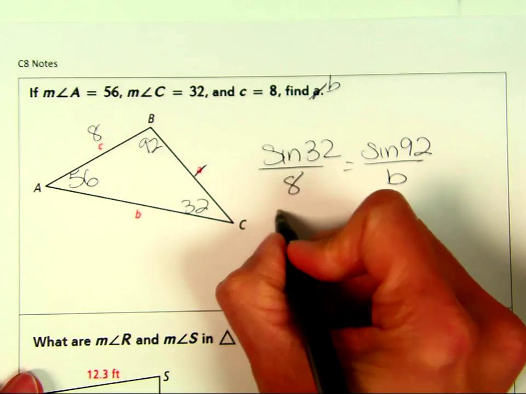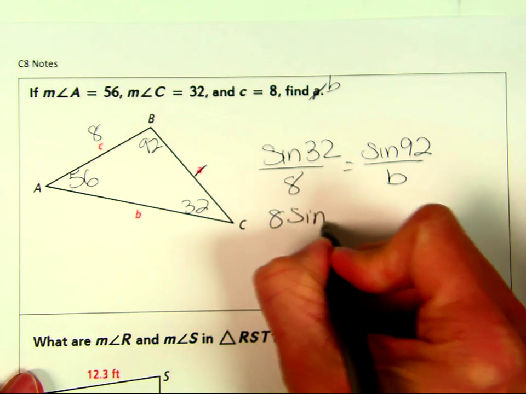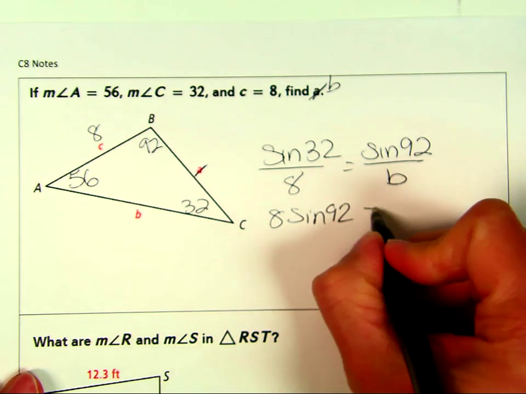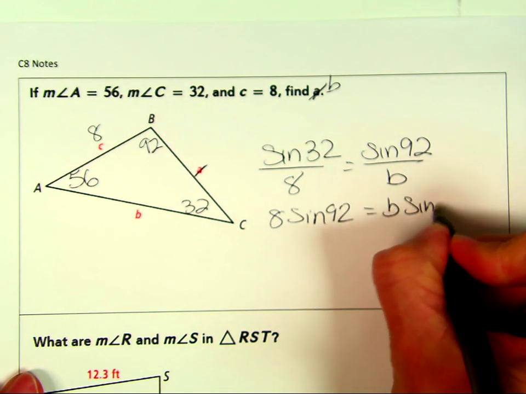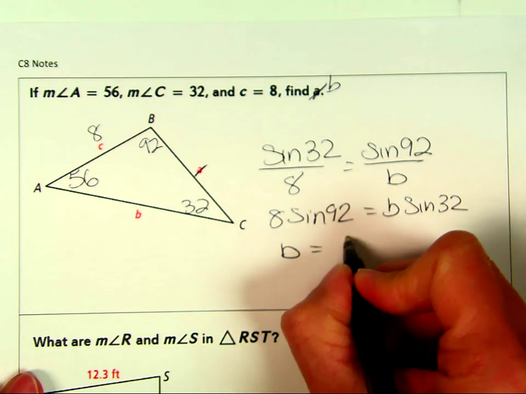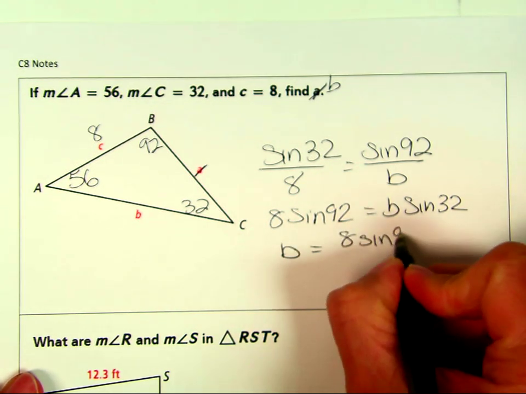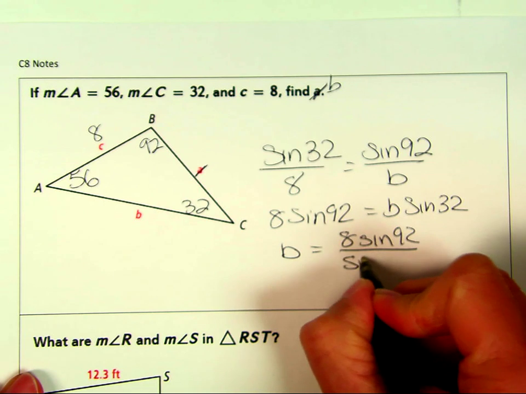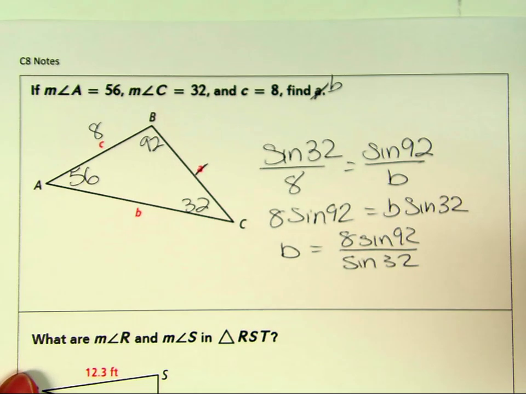Okay, so now I cross multiply. The sine of 92 times 8 is equal to the sine of 32 times B, and if I divide both sides, I get 8 sine 92 divided by the sine of 32. So put that in my calculator.